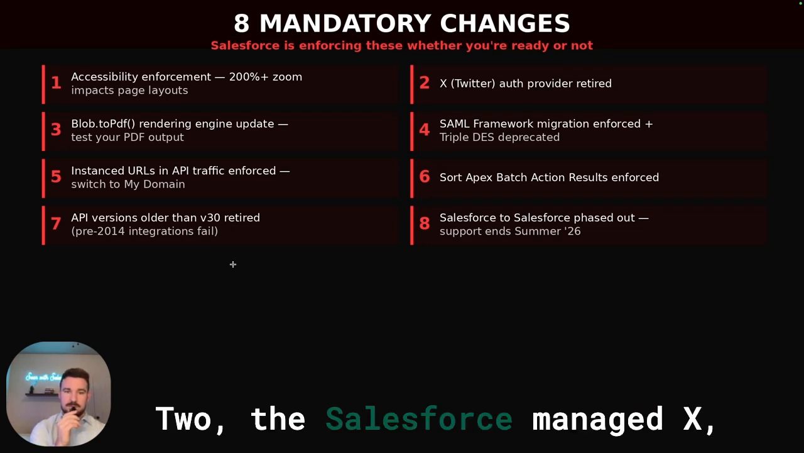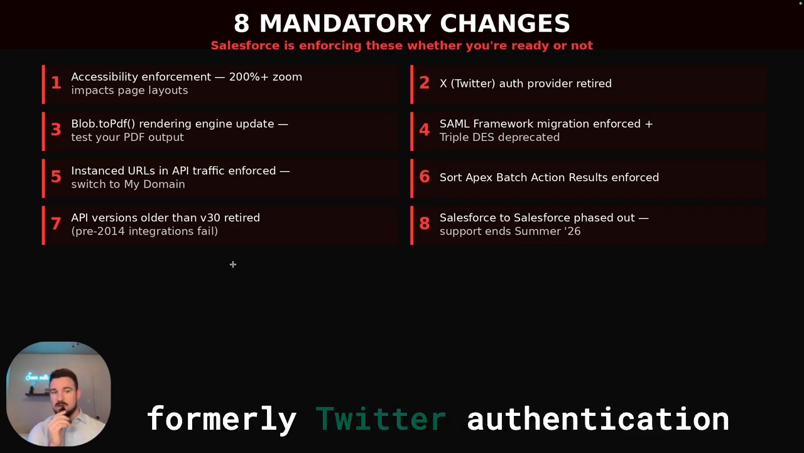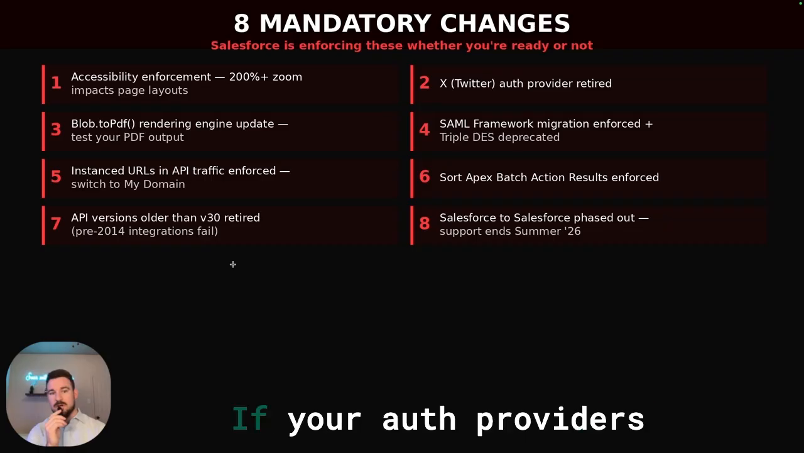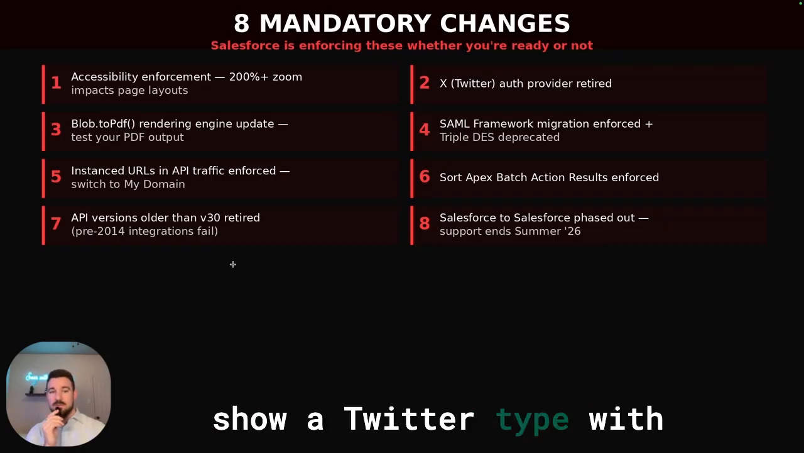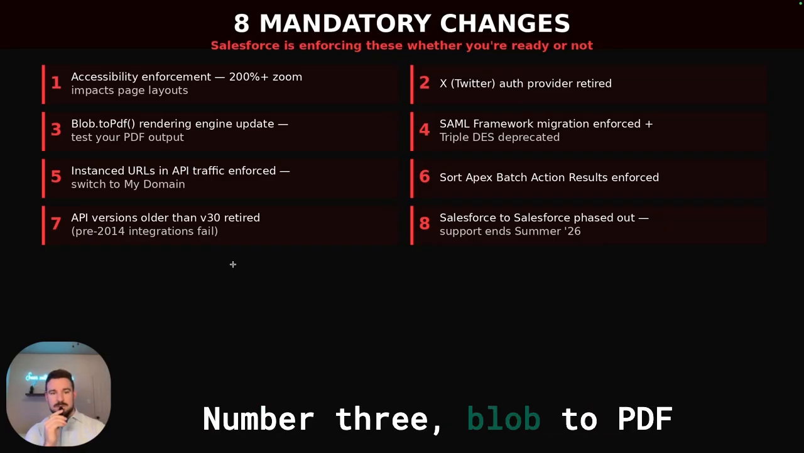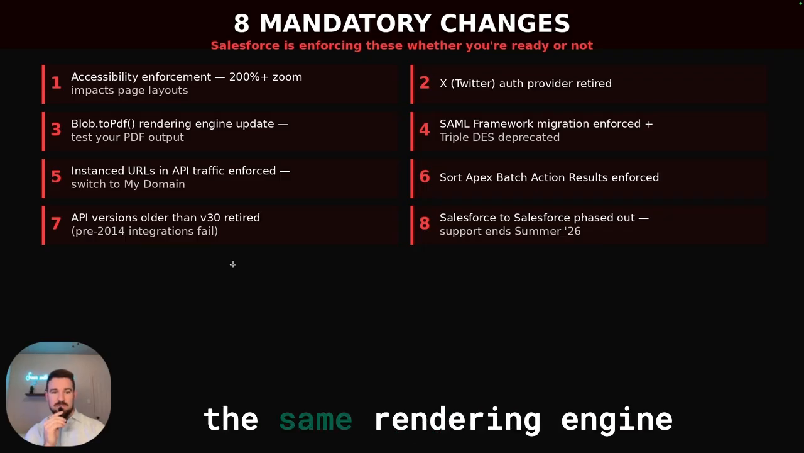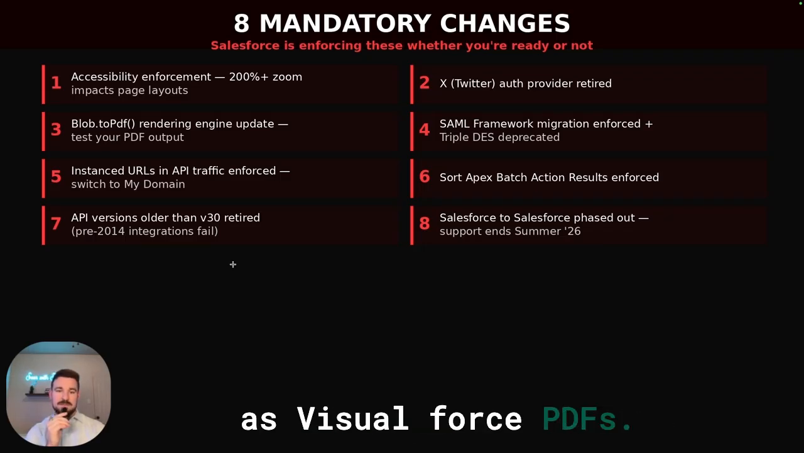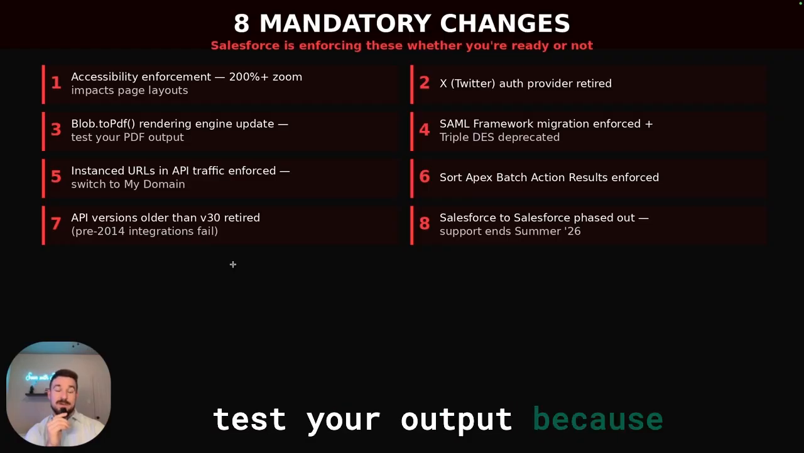Number 2, the Salesforce Managed X, formerly Twitter, authentication provider is being retired. If your auth providers show a Twitter type with blank consumer key and secret, you're impacted. Number 3, Blob to PDF is being updated to use the same rendering engine as Visualforce PDFs. If you use Blob to PDF in your Apex classes, test your output because it might look different.